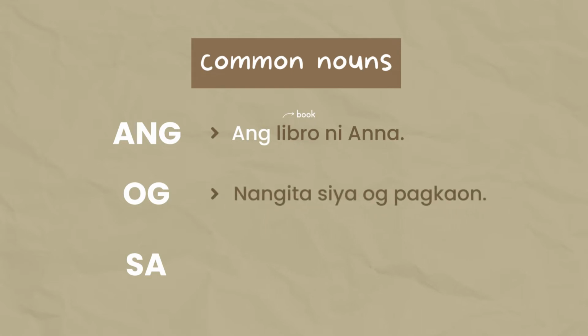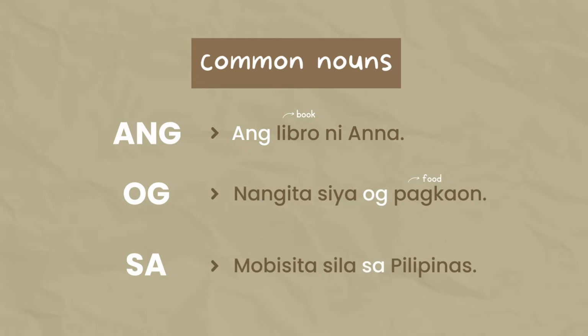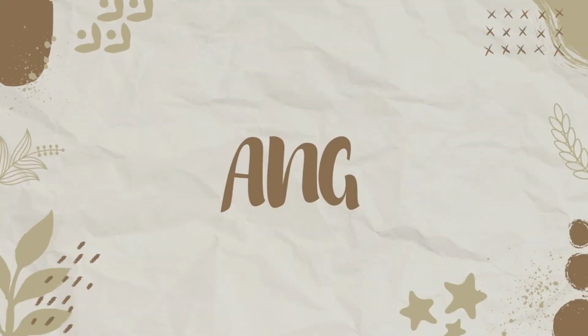Nangita siya og pagkaon. The noun being preceded here by the marker og is pagkaon, which means food. Nangita siya og pagkaon. He or she is looking for food. Mobisita sila sa Pilipinas. They will visit the Philippines. To understand it much better, let's get more in depth with them one by one. First stop, ang.